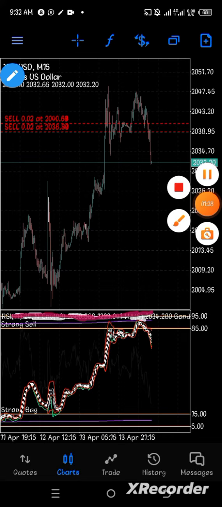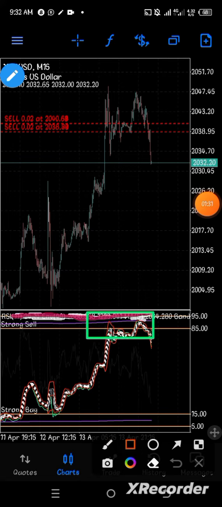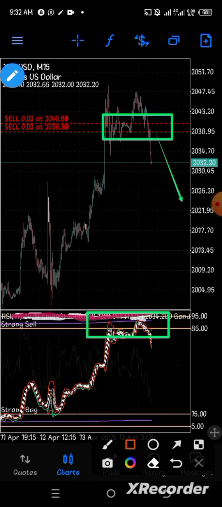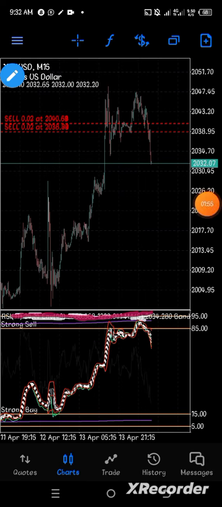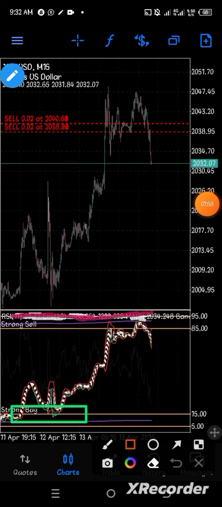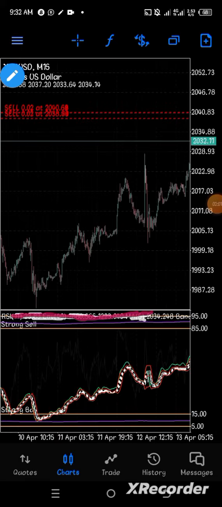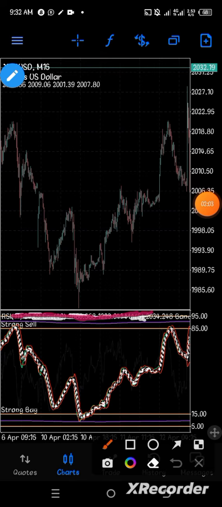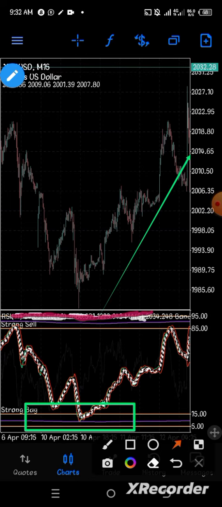The same thing happened around here. When the market reached the overbought zone around 95 and 85 level, we took the sell opportunity around this place. Our market continues to go in our direction. You put your stop loss around this place at the back of that last higher high before the market starts dropping down. And then here is your oversold level, and we took the trade around this place. Our market continues to go in our direction.